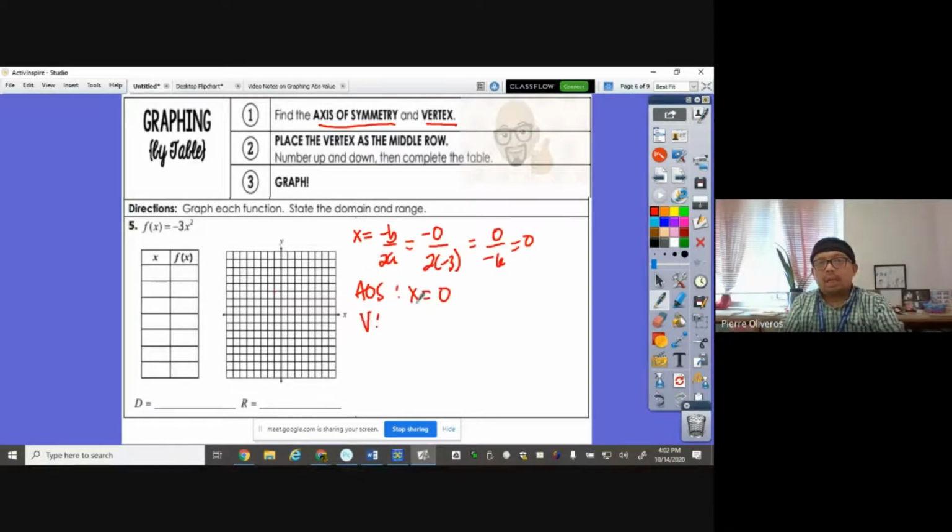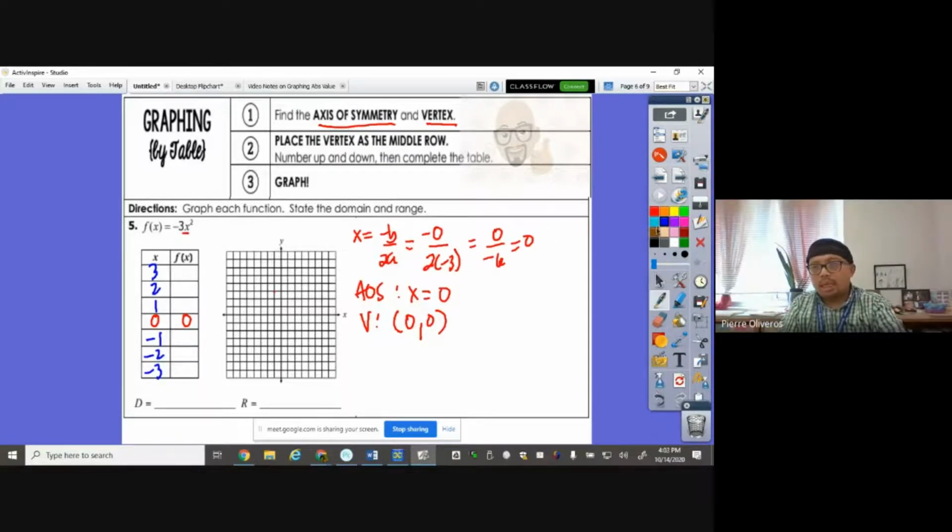For the vertex, you're going to plug in 0 here. 0 times 0 is 0 times negative 3 is still 0. So therefore, the vertex is 0, 0. So I'm going to put 0, 0 right here. I'm going to pick the numbers 1, 2, 3. And before 0 now, negative 1, negative 2, negative 3.